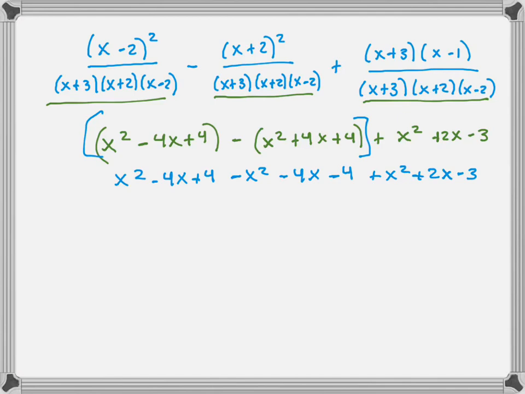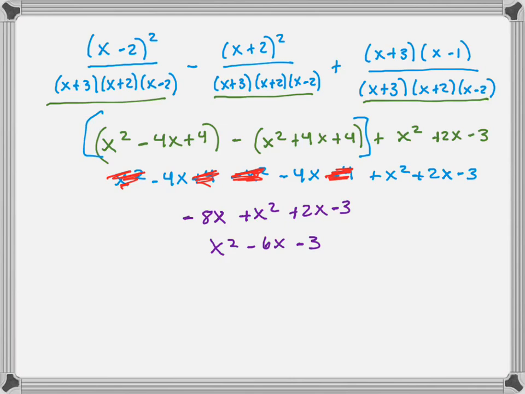So already we're seeing that these first two x squareds are going to cancel out, and that our 4s are going to cancel out. So if we rewrite this, we can get negative 8x plus x squared plus 2x minus 3. And if we rewrite that, we get x squared minus 6x minus 3. So that's going to be our top, and obviously that's not factorable.